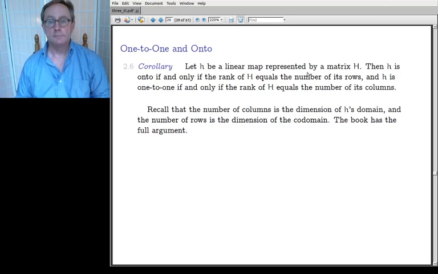One-to-one and onto. So if h is a linear map represented by the matrix capital H, then little h is onto if and only if the rank of capital H equals the number of rows. That is to say, the dimension of the range is equal to the dimension of the codomain. And h is one-to-one if and only if the rank of capital H equals the number of its columns. That's simply because the number of columns is the dimension of h's domain, and the number of rows is the dimension of the codomain. That's all.